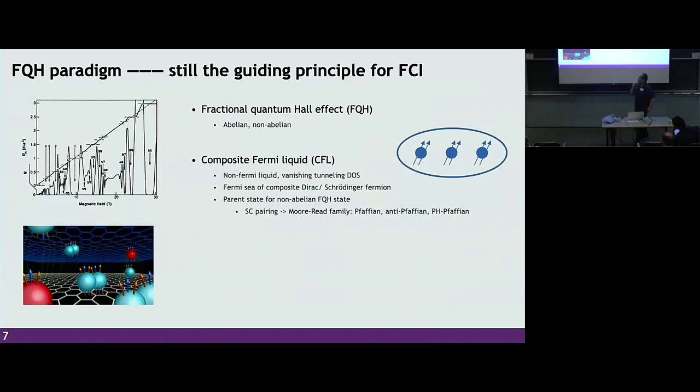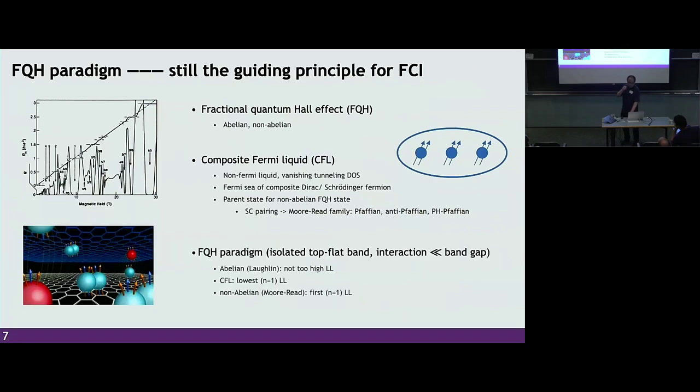So besides the gapped fractional quantum Hall phase, there is the composite Fermi liquid, which is a gapless phase at even denominator filling, and is also a very interesting phase. It's a representative example of non-Fermi liquid, a Fermi sea of composite fermions, and has interesting Dirac interpretations. And the composite Fermi liquid is also the parent state for the non-abelian phase, and you can think of the non-abelian phase as a pairing occurring on the composite fermions.